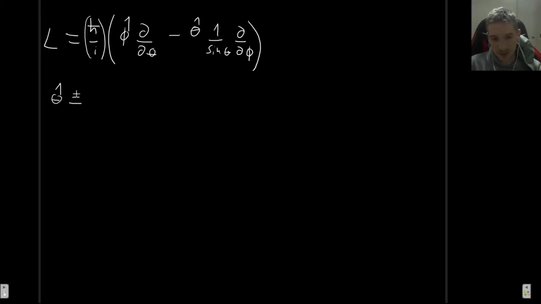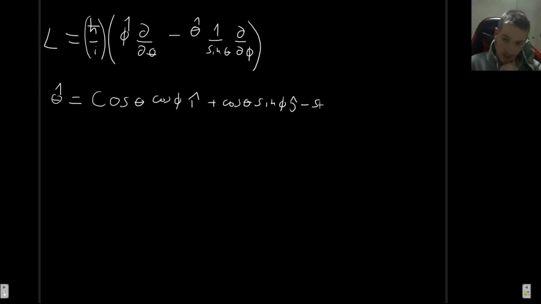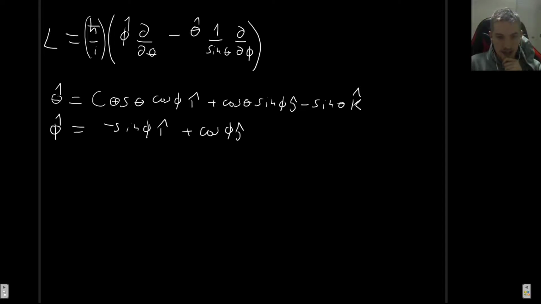This is also something that comes from, probably calculus, I think, is where you saw this. I don't really remember quite where I first saw this. But theta hat can be written as, I think, cosine theta cosine phi in the i hat direction, plus cosine theta sine phi in the j hat direction, minus sine theta in the k hat direction. And phi hat can be written as minus sine phi i hat plus cosine phi j hat. So let's plug both of these into our equation here.